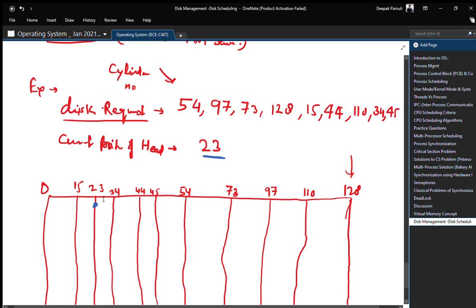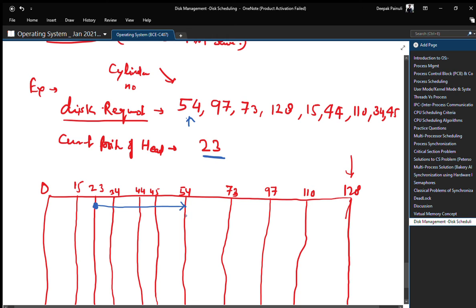Currently head is here, and according to FCFS, every request is served according to the arrival time, right? So the first request we have after 23 is for 54. See, the first request in the disk queue is 54. So we need to move the head to that particular cylinder number. So our first move will be this one, 23 to 54. Now head is here, right?